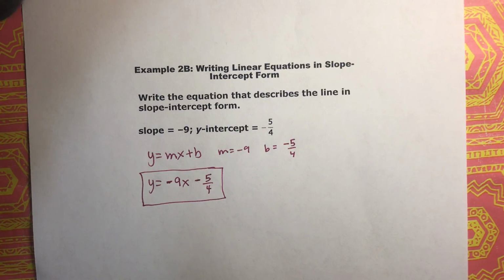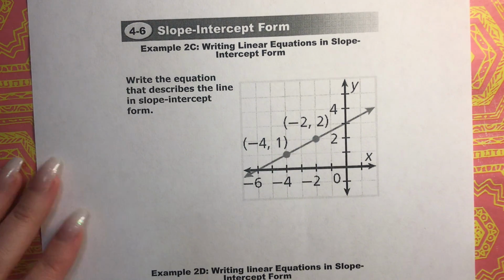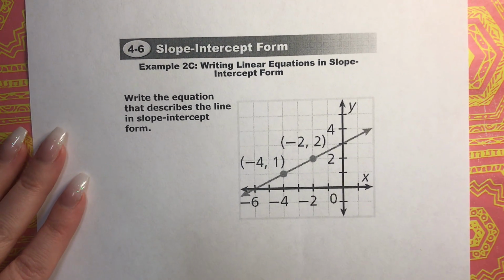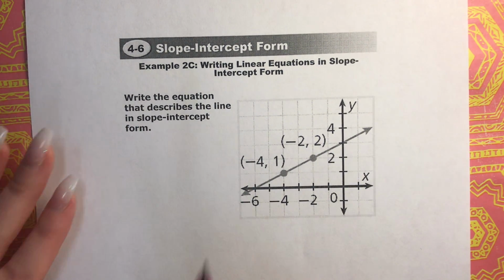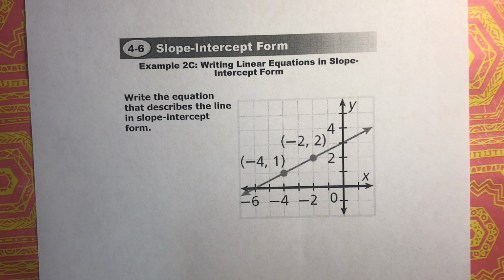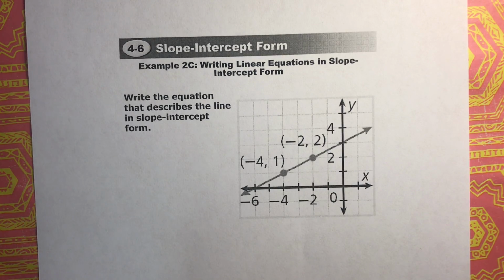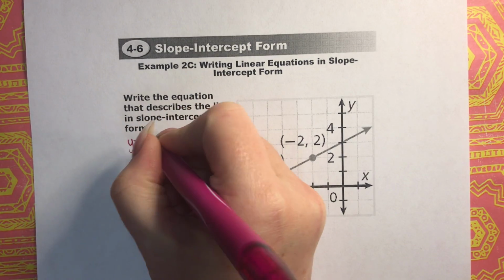Awesome. All right, let's look at the next example. So here, we're going to write the equation right here. Okay, so write the equation that describes the line in slope-intercept form. For this one, it's going to be a little bit different because we just have these 2 points, right? So for slope-intercept form, you need 2 things. You have to know 2 things. You need to know y equals mx plus b.